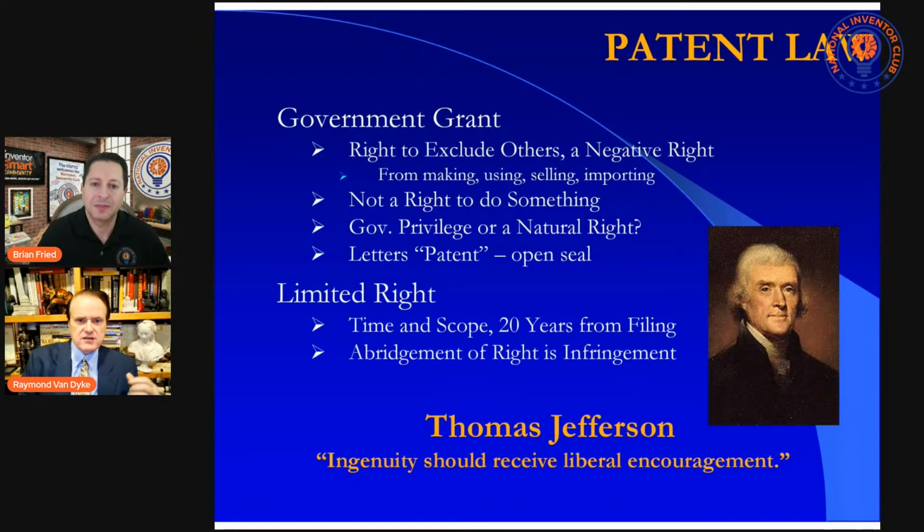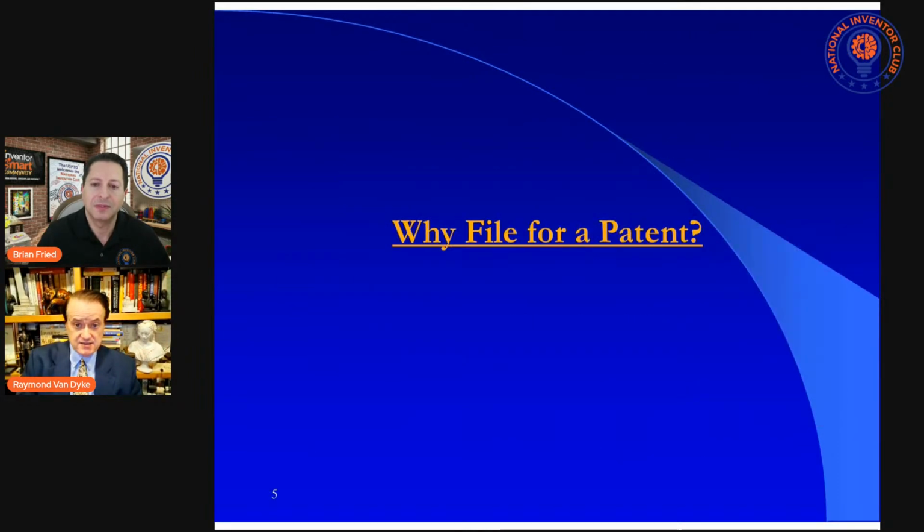So with patents, it's a government grant. It is a right to exclude others. It's what's called a negative right. It is not a right to do something. You get a patent, it does not give you the right to do that. It gives you the right to exclude other people from infringing on what you do. It is a limited right in time and scope, 20 years from filing. And the United States patent is limited, of course, to the United States itself. You can't extend the United States patent outside the United States. People have tried.